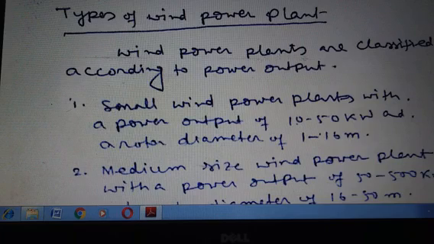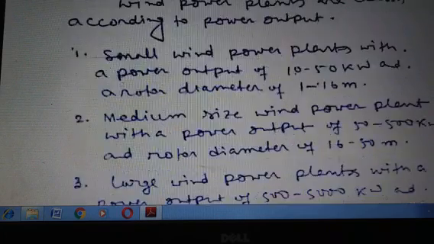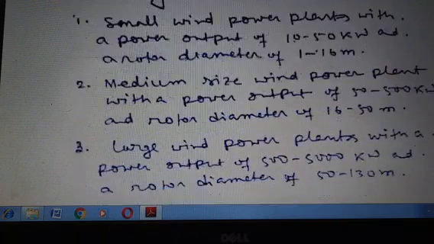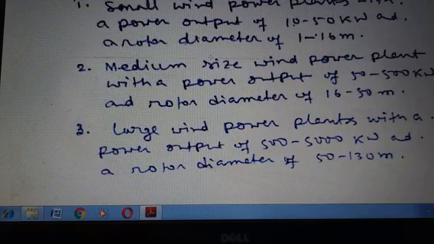Now, wind power plants are classified according to the power output. First, small wind power plants with a power output of 10 to 50 kilowatt and a rotor diameter of 1 to 16 meters. Second, medium size wind power plants with a power output of 50 to 500 kilowatt and rotor diameter of 16 to 50 meters. And the last one is large wind power plants with a power output of 500 to 5000 kilowatt and rotor diameters of 50 to 130 meters.